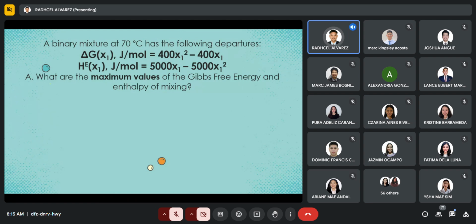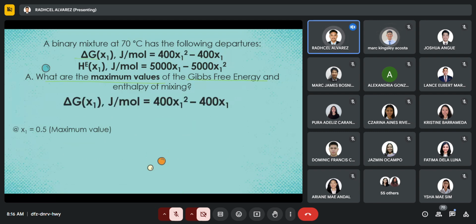What are the maximum values of the Gibbs free energy and enthalpy of mixing? Now, which of these is the Gibbs free energy? What equation is that? So, let's start with Gibbs free energy. Which equation will we use? The one with delta G. So, what is that value? 400 x1 squared minus 400 x1. Okay, very good. So, when we are looking for Gibbs free energy, of course, you use the one with delta G. So we will use this equation: delta G x1 equals 400 x1 squared minus 400 x1.